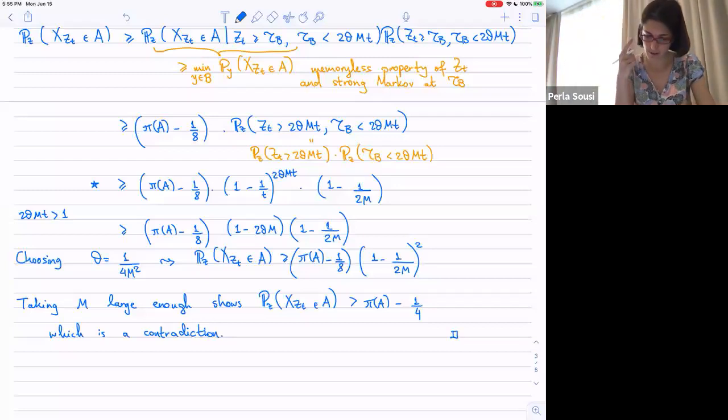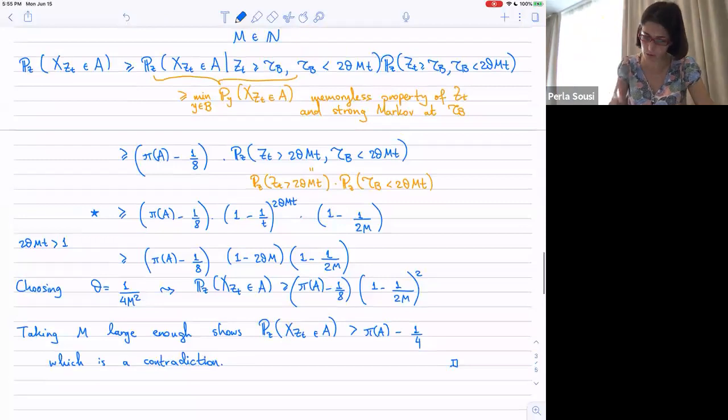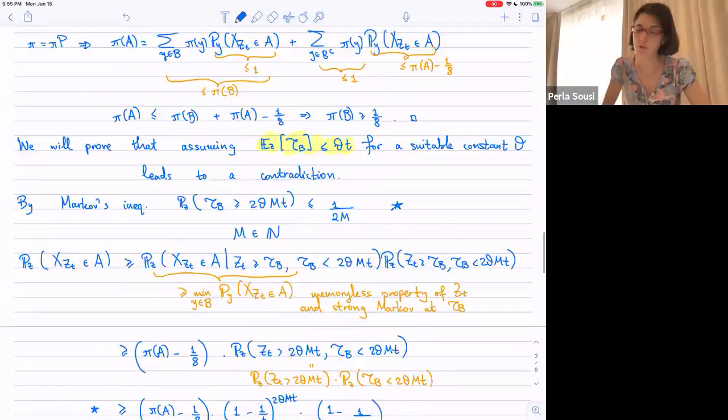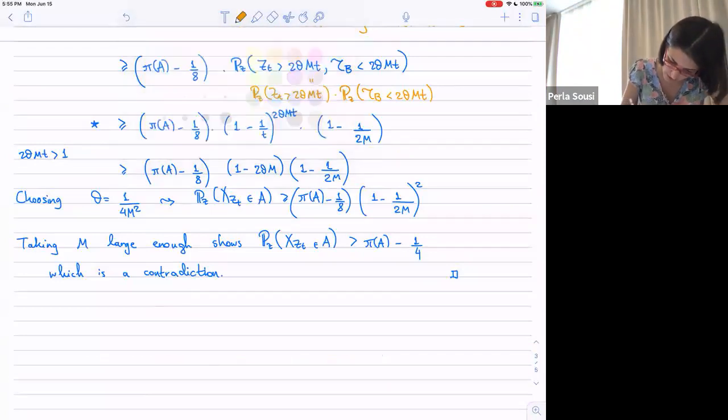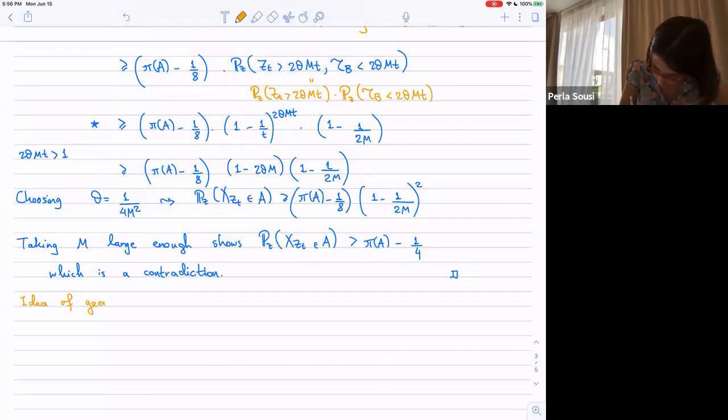Jonathan wrote it earlier, so that's why I thought I had said it. I just want to emphasize that the idea of using the geometric mixing was suggested. So let me just write it here. Idea of geometric mixing is due to the charm.